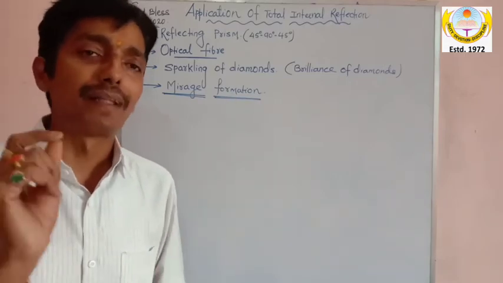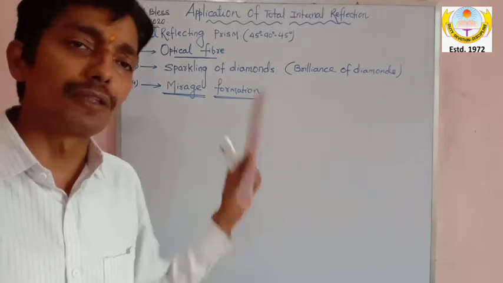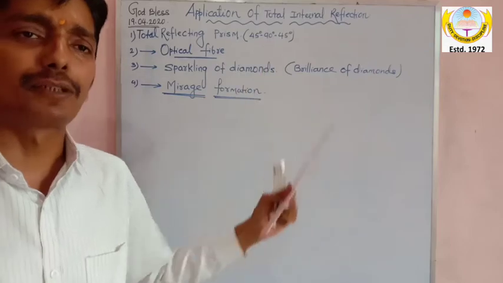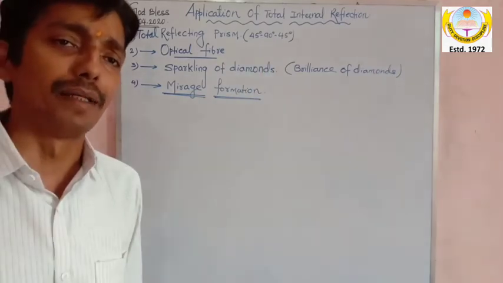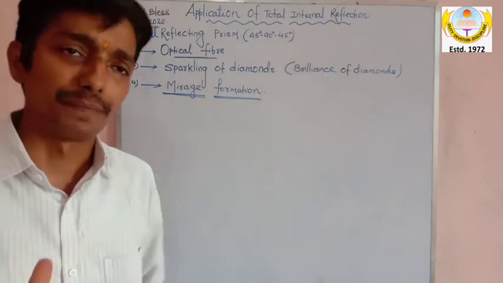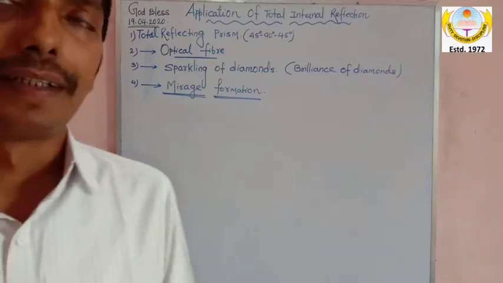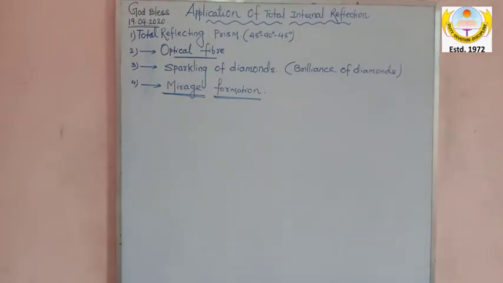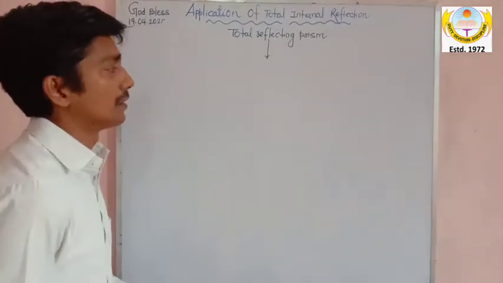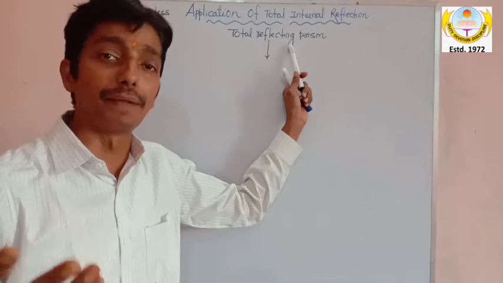But believe me, one common word in every topic is that all four things which I have written are totally based on the principle, on the phenomenon. They all use the principle of total internal reflection. Am I clear? So let us start with the first topic, my dear, total reflecting prism. Let's start with the first application of total internal reflection, that is total reflecting prism.